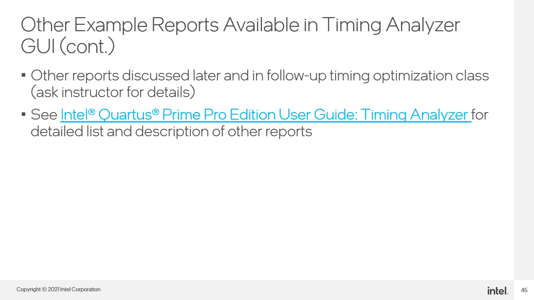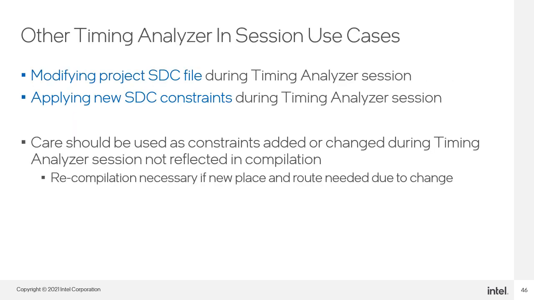There are many more different types of reports that the Timing Analyzer can generate that aren't discussed in this class, but are discussed in the Timing Closure Instructor-led class. There are a couple more Timing Analyzer use cases that I'll cover. These are modifying the project's SDC file to add constraints or fix already entered constraints, and directly constraining the design through the Timing Analyzer's console.